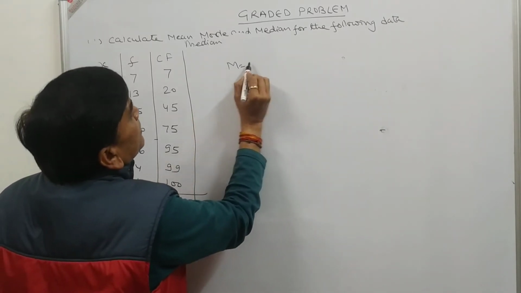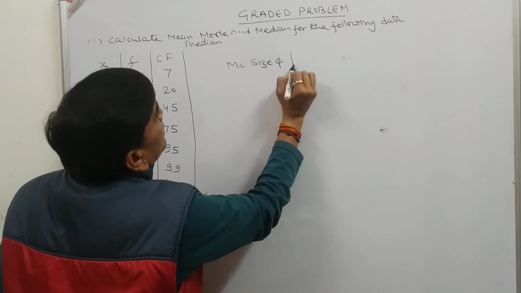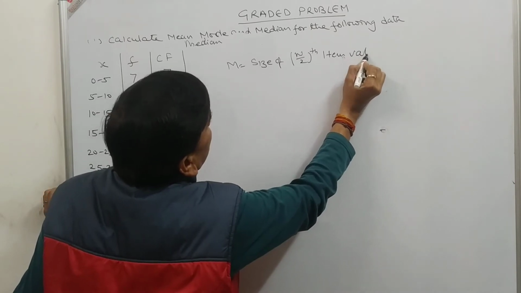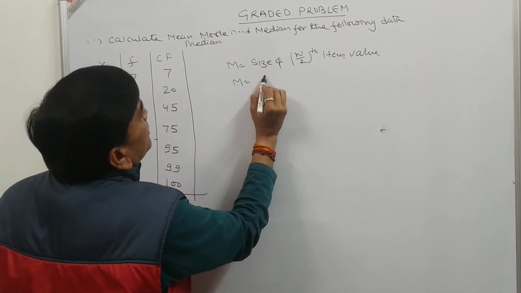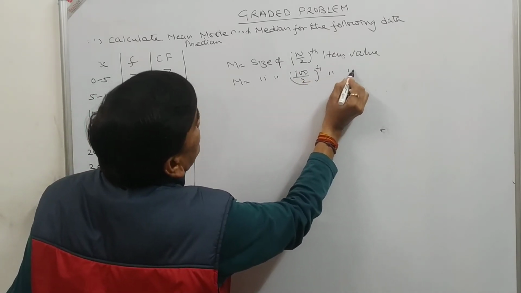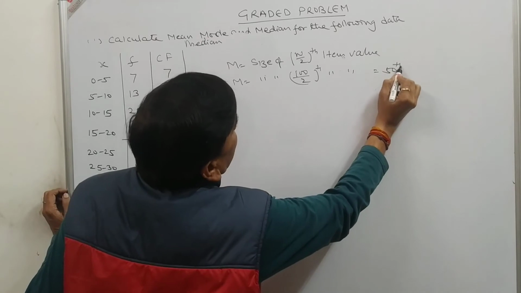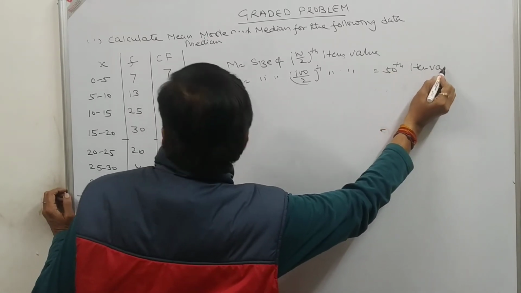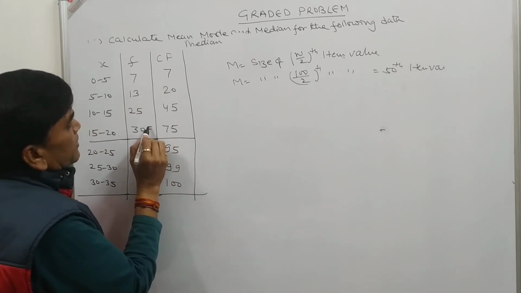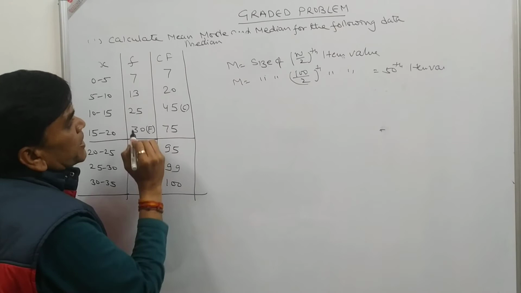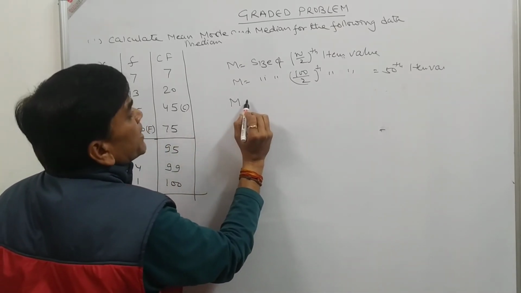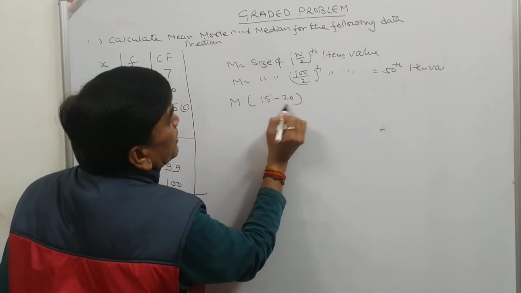So M is equal to the size of n by 2th item value. So M is equal to the size of 100 by 2th item value, that is the 50th item value. So 50 is first included in this class interval. So the median group is this, the frequency of the median group is this, and the cumulative frequency is this. So our M value lies between 15 to 20.